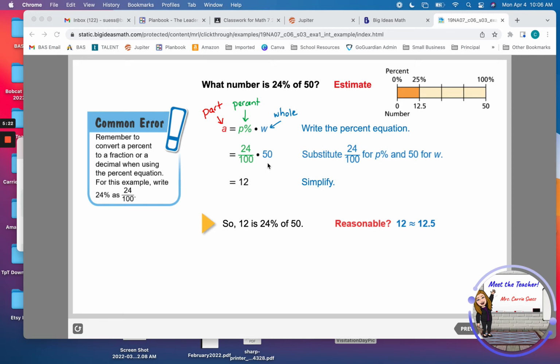Okay, you can just put this in your calculator like this. I can put 24 over 100 times 50, and I'll get 12. Or you can do the decimal, like I said earlier, and do 0.24 times 50. That's the fastest way to do it.